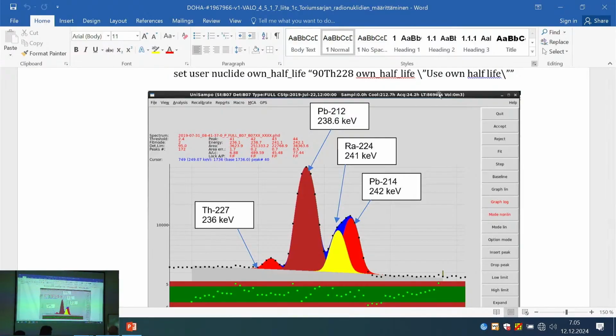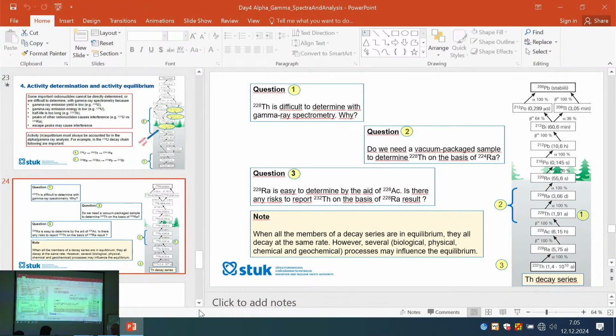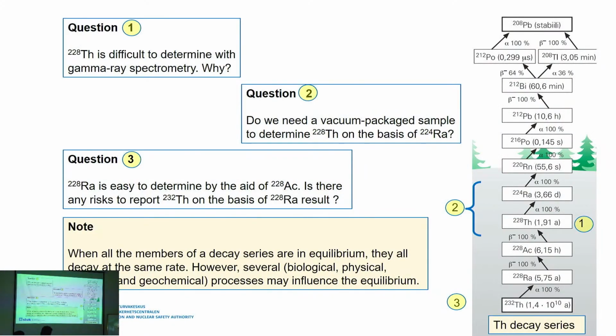All right, let's go back. Yes, the answer is no. Why? Because it's not a gas. Both are metals. They do not escape from the beaker.